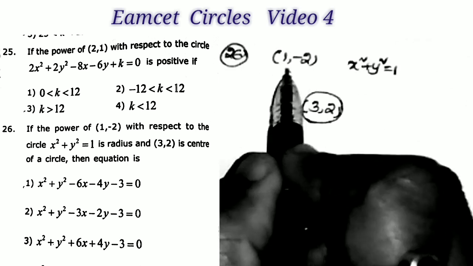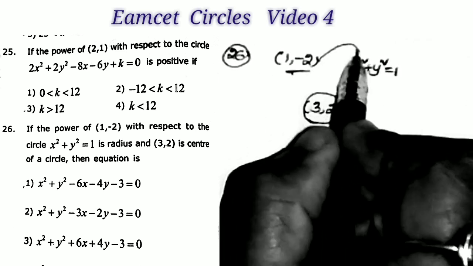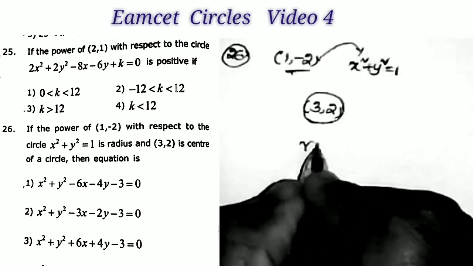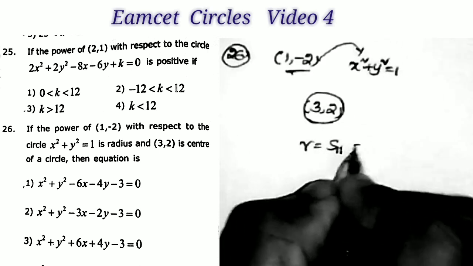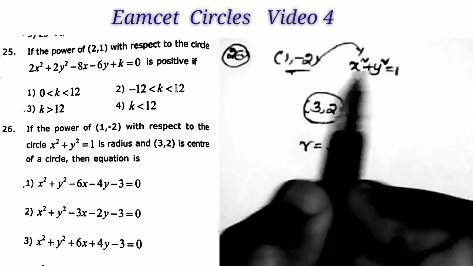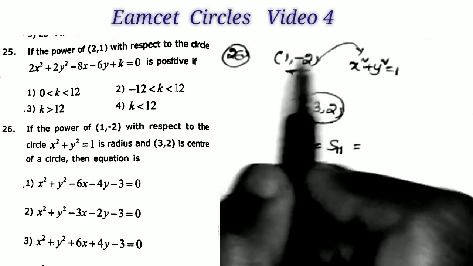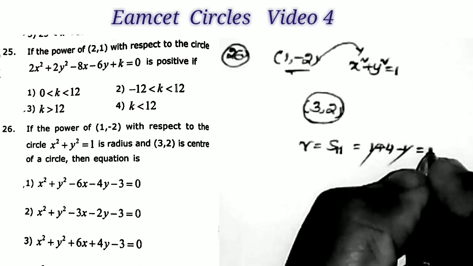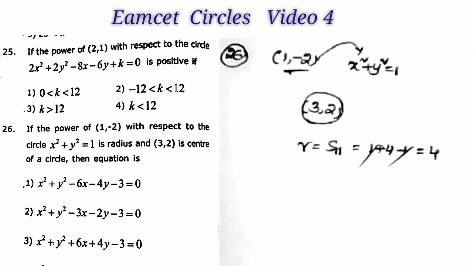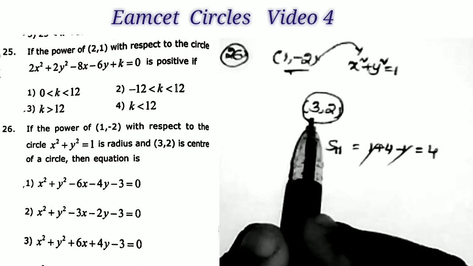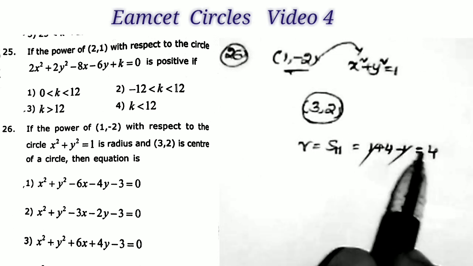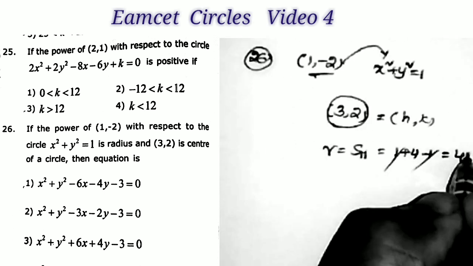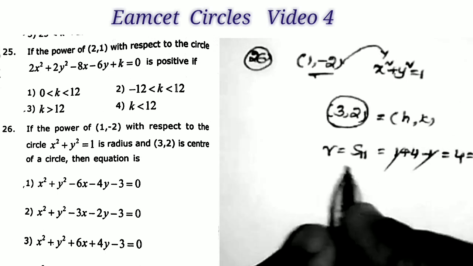Center is given, and what is given? Radius is equal to power of this point with respect to the circle, that is r is equal to S11, power of the point with respect to the circle. What is S11 value here? Replacing this point, that is 1 plus 4 minus 1. Therefore S11, radius value, is equal to 4. Now we want the equation of the circle with center 3 comma 2 and radius equal to 4. Okay. Now what is the formula?